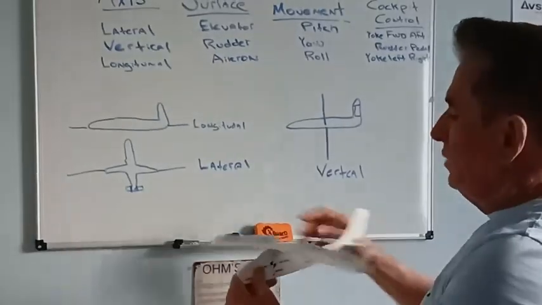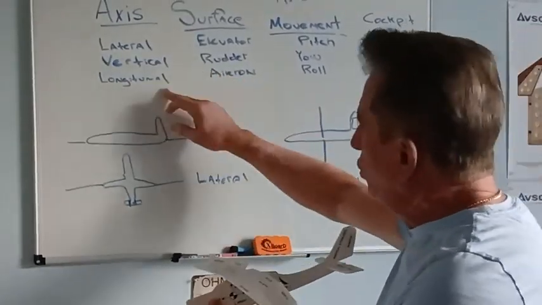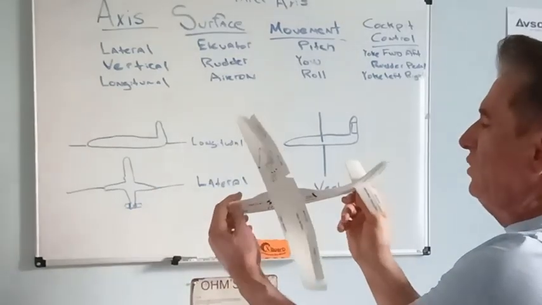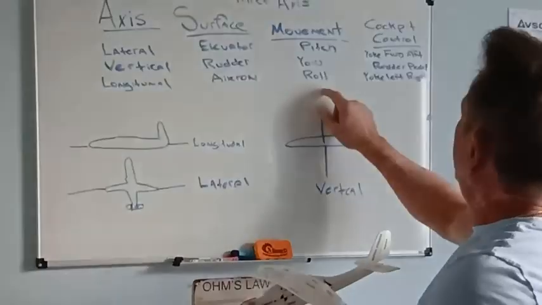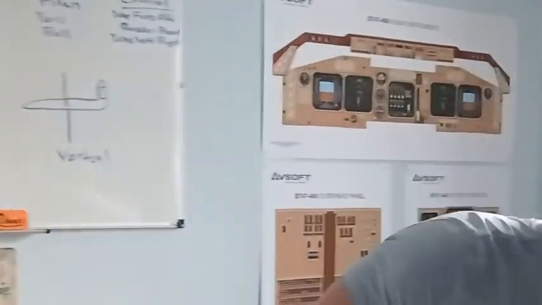The longitudinal axis, which is here and there, is controlled by the ailerons. And then the airplane rolls, and again, the stick left and right. That's about it for that.